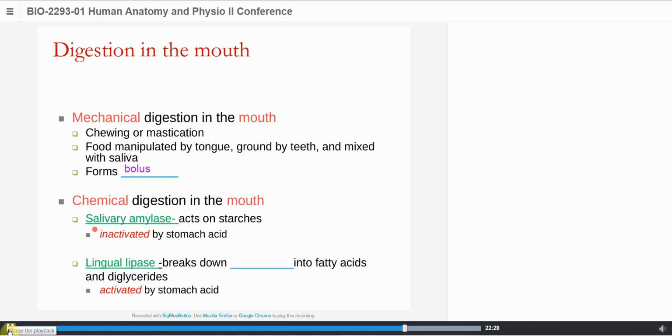All right, lingual lipase, I already told you, breaks down triglycerides into fatty acids. Oh, maybe I can spell it correctly. It's not active until it gets to the stomach. So the low pH in the stomach actually changes the conformation of the lingual lipase, and then it's able to actually bind triglycerides and break them down.